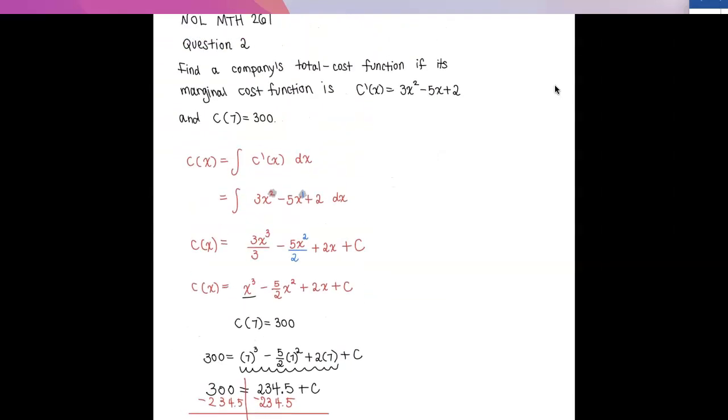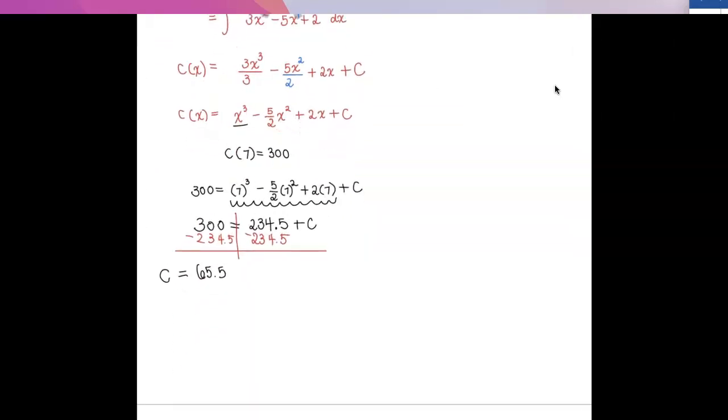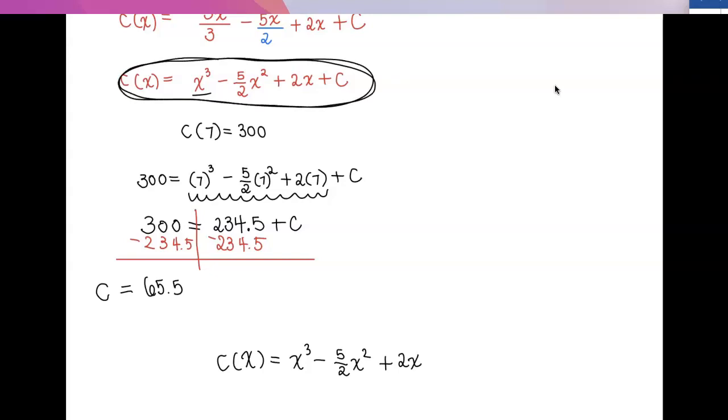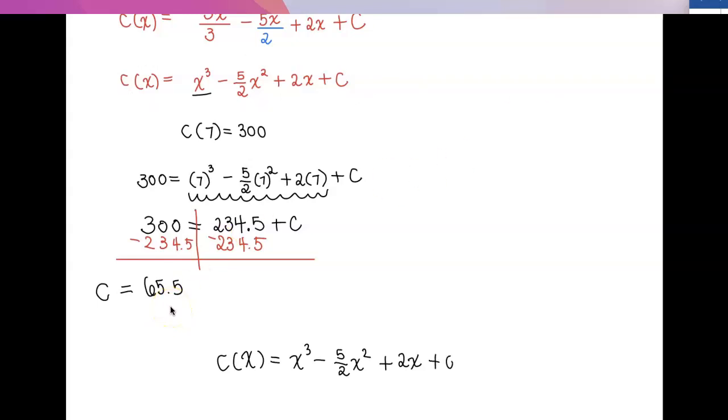I know what the answer is. So the final cost function, here's the answer. C of x is equal to x cubed minus 5 over 2 x squared plus 2x. See, I was reading this line. We knew everything about that cost function except for that C, but now we know that C is 65.5, plus 65.5. All right, so that's how you can find the cost function given a marginal cost function and an initial condition.